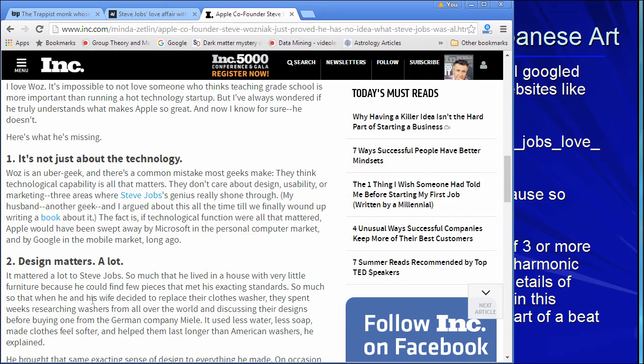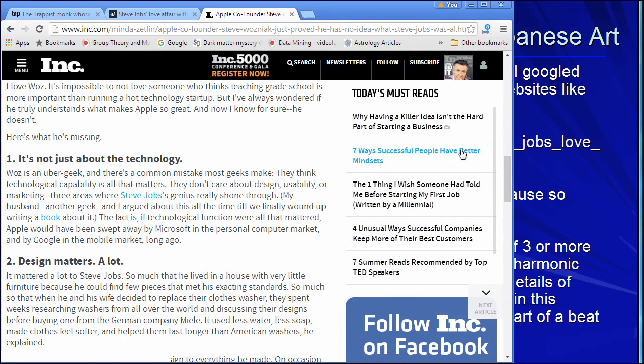He lived in a house with very little furniture. When he and his wife went to replace their clothes washer, they spent weeks researching washers from all over the world and discussing their designs before buying one from a German company, Miele. Is that how you pronounce it? Maybe I'm saying that wrong. It uses less water, less soap, makes clothes feel softer and helps them last longer than American washers, is what Jobs explained. He is obsessed with elegance, with every component doing just what it needs and nothing more. This minimalism showed up strikingly clear in the seventh harmonic chart.